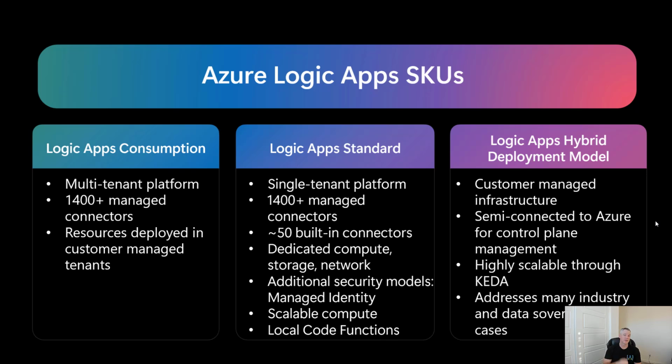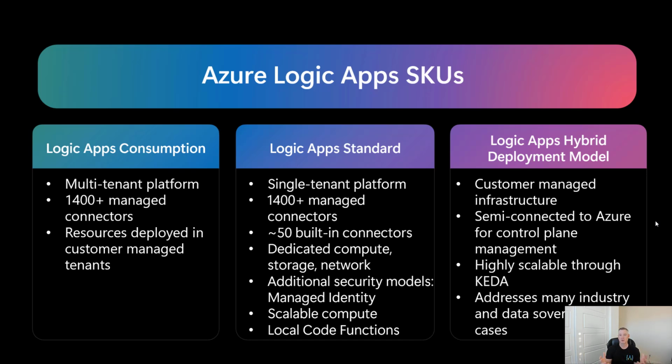Now, if we shift over to Logic Apps Standard, I talked about this before, it's a single tenant platform where you do have that managed infrastructure, that isolated infrastructure that you have control over. Now, we still offer you those 1,400 plus managed connectors. Those are still available for your use, but we also provide around 50 built-in connectors. Now, what's different about these connectors is these are typically your high throughput connectors that run in your dedicated compute, which means you've got more control from a scalability perspective. We don't impose throttles on those connectors because it's your compute, you're already paying for it.